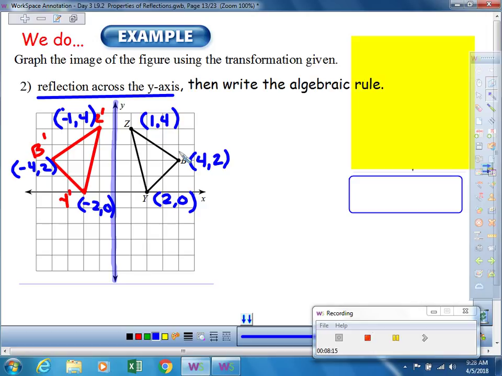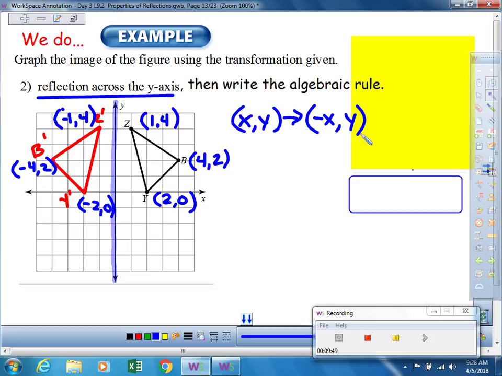Okay, the x turns negative. What about the y? It stays the same, right? We went over the y-axis. The y stays the same. It's on the same level. But the x turns negative. So our algebraic rule that you're going to write right below the graph is, it starts the same: (x, y) becomes, which one went negative? X, the y stayed the same.